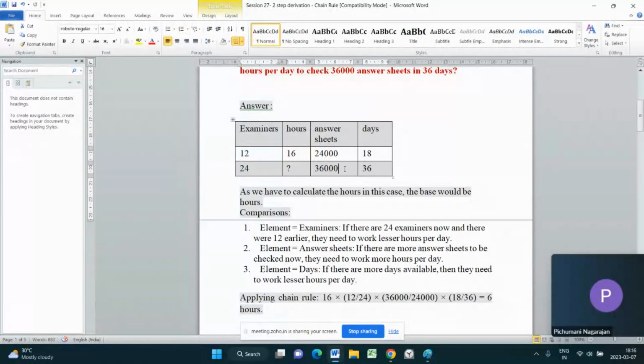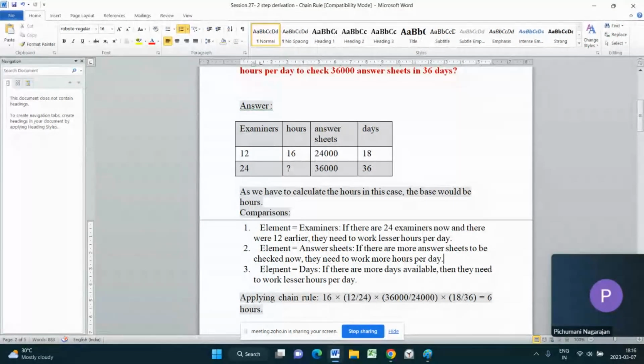Second, 36,000 sheets. How many before? There were only 24,000 sheets earlier. Earlier it was less, now it is more. So this is inversely proportional. Since there is more work, we say they need to work more hours per day. We take that as our assumption, because we are comparing the data.